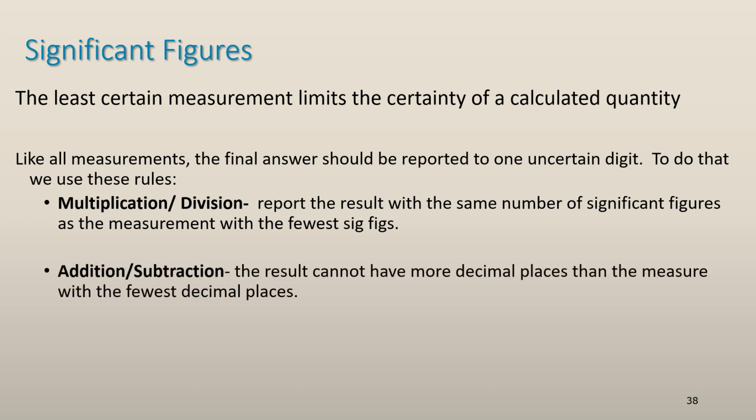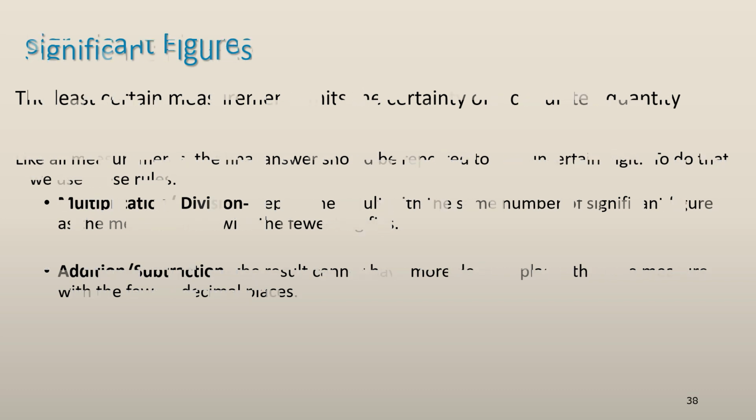If we add or subtract, it's not as easy because you have to line up decimal places. So your result should not have more decimal places than the measure with the fewest decimal places. So let's look at that.